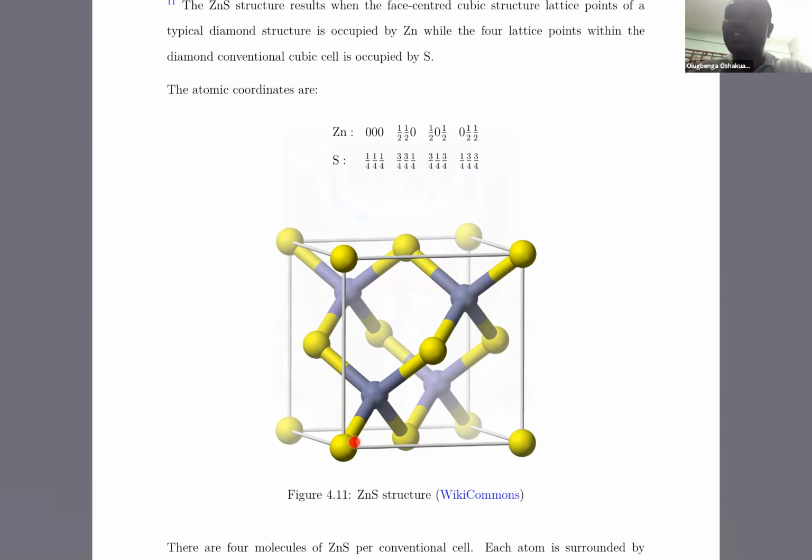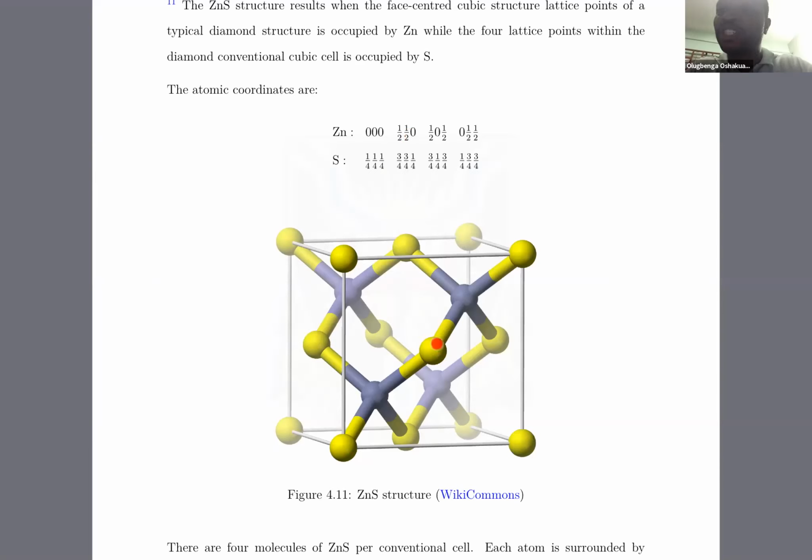Taking this to be the origin, you will have 000, which is the first item we have here. And when you say half, half, zero, you come here X half, come here Y half. So let's take coming to the right as X, moving up as Y, and going inside as Z. Then we should be able to say this is half, half, zero, which is the second item we have here.